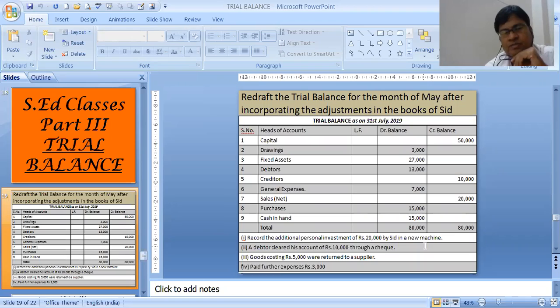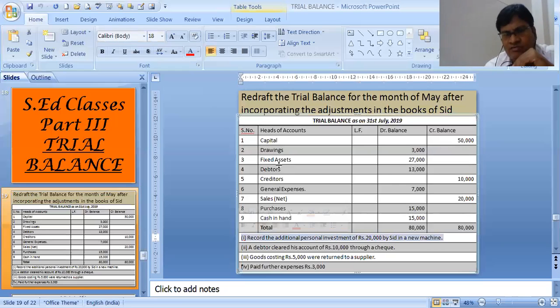This is the sum. You notice that the first adjustment is to record the additional personal investment of rupees 20,000 by SID, the owner, the proprietor, in a new machine. Now, he is using his personal investment and buying a machine. That means he is further investing capital in the business. That will increase my capital as well as my new machine. A new asset is also purchased.